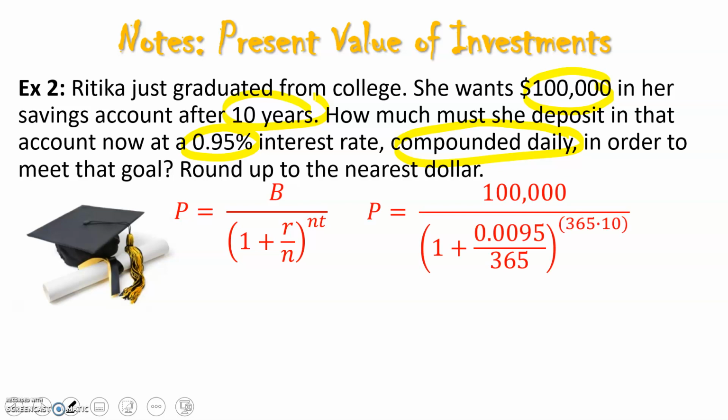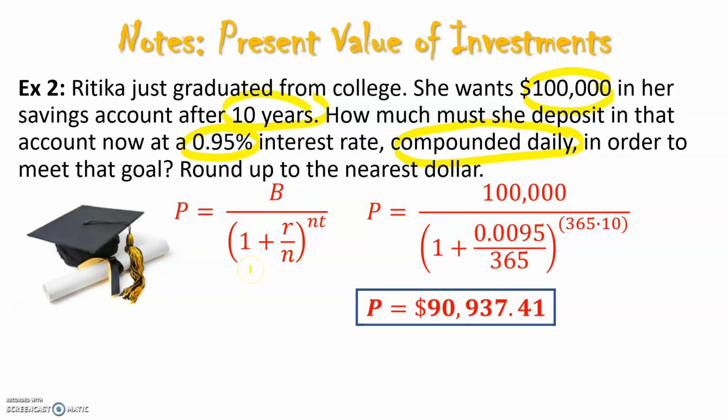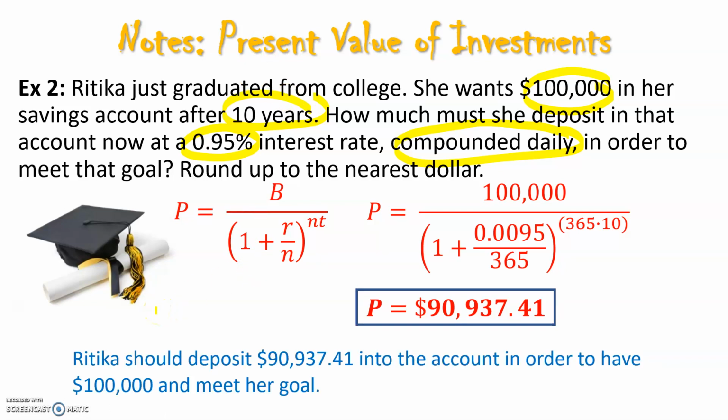This gives us P is equal to 100,000 over 1 plus 0.0095 over 365 to the power of 365 times 10. Typing this into a calculator gives P is equal to $90,937.41. So Ritika should deposit $90,937.41 into the account in order to have $100,000 and meet her goal.